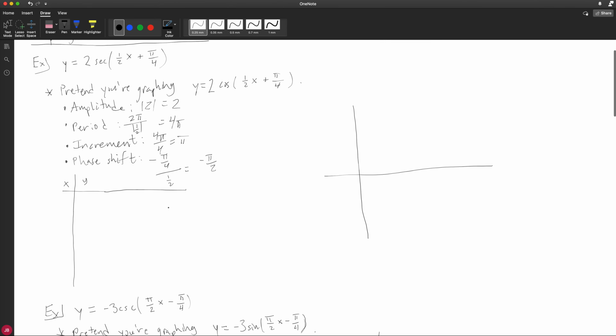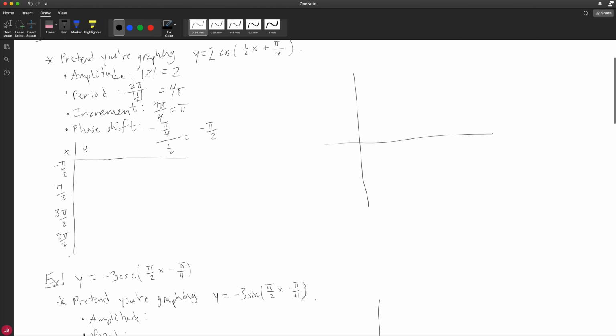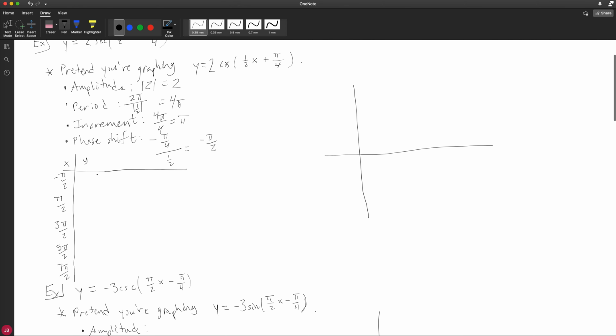Okay. So now what you do is you start with your phase shift and follow your increment. So to get my next point, I add pi to minus pi over 2, and that is pi over 2. Now add pi to this, which would be 3 pi over 2. Then add pi to this, which would be 5 pi over 2. And then add pi to this, which would be 7 pi over 2. And now what we're going to do is plug in these values and see what we get.